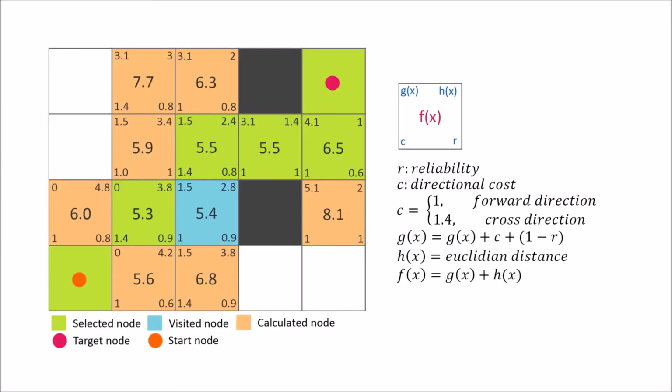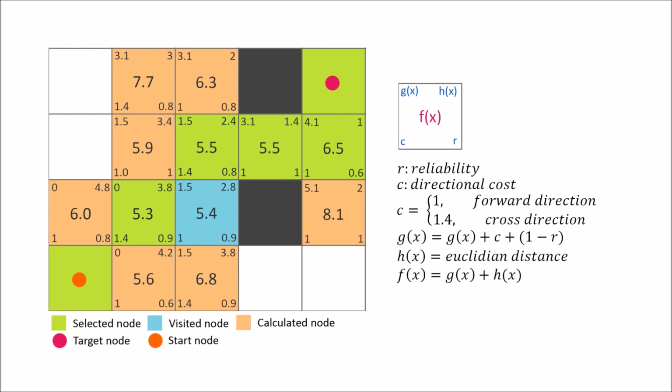We use the A-star algorithm to find this path. Shortly, the A-star algorithm finds grids that have minimum cost until reaching the destination. Cost is affected by directional cost, reliability, and heuristic. Directional cost is 1 for up, down, right, and left directions, and 1.4 for cross directions. Reliability is calculated when creating the map. Heuristic is the Euclidean distance of the next movement to the destination.